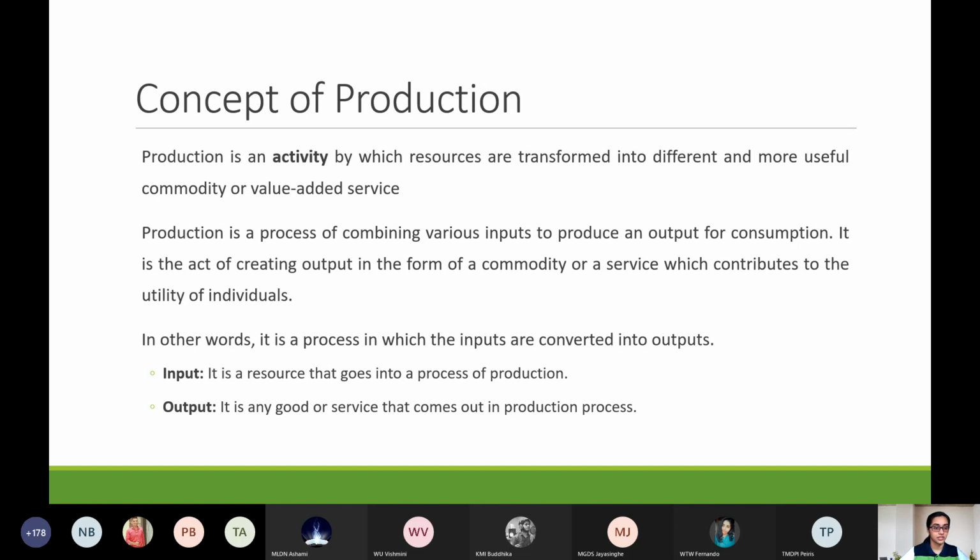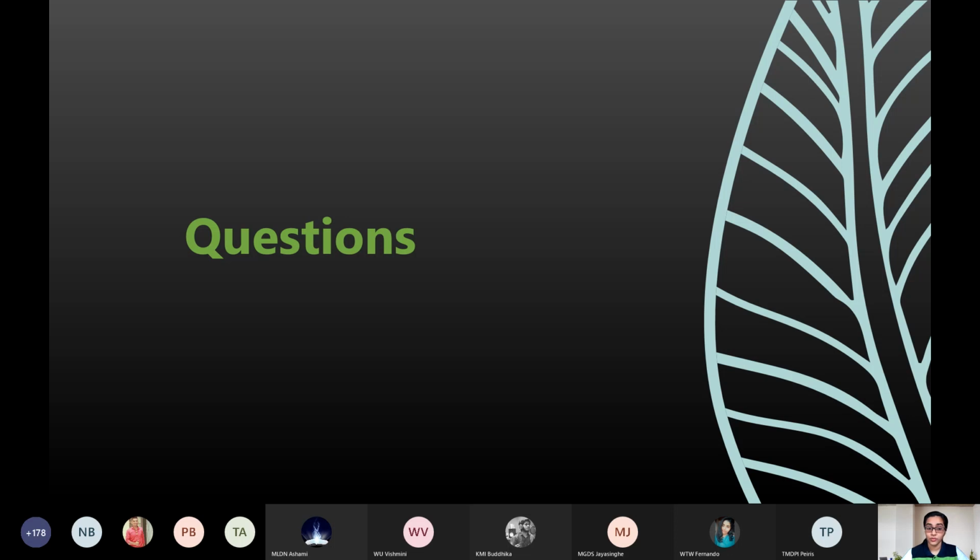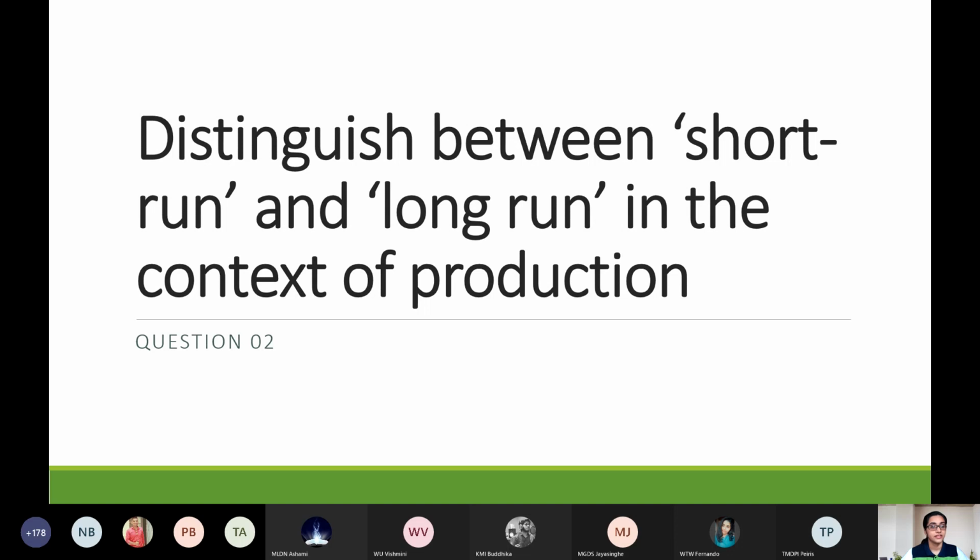Now let's answer some questions. Okay? We are moving on to the questions. Here: distinguish between short run and long run in the context of production. Can we do this? I'll give you time until 4. Okay, we have 7 minutes. Write your answers. I believe you have already learned about this.